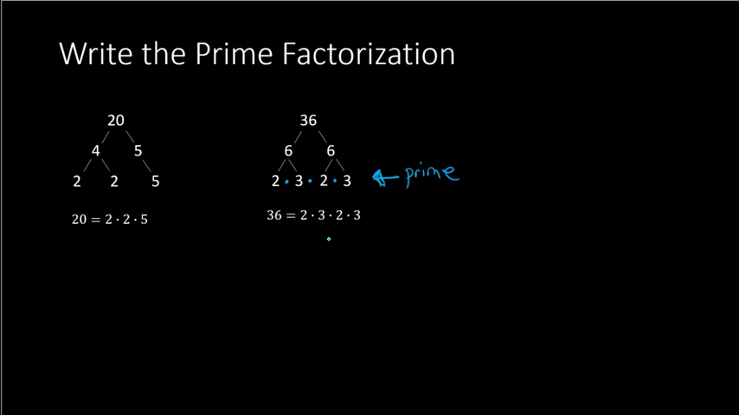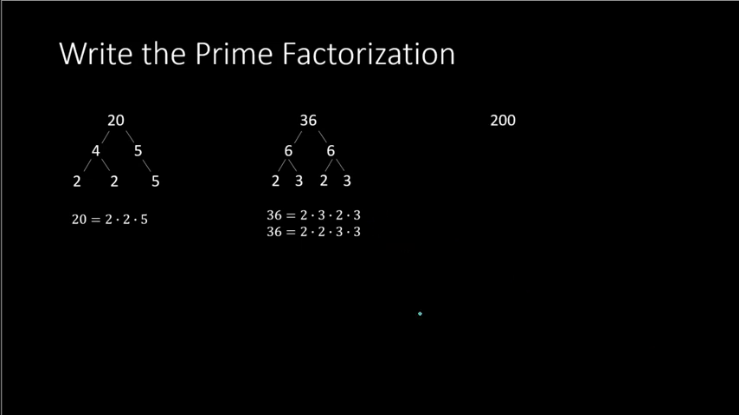Now, it's typically best practice to put the numbers in order from least to greatest. So if you put them in order, we would have 2 times 2 times 3 times 3. So this is the better way of writing your answer. So your prime factorization is right here, the 2 times 2 times 3 times 3. That is the prime factorization of the number 36. All right, so that was example 2.